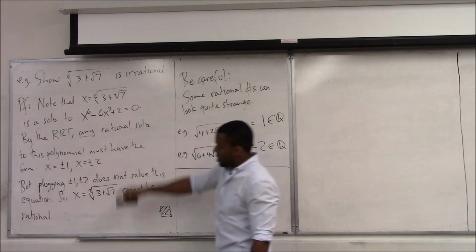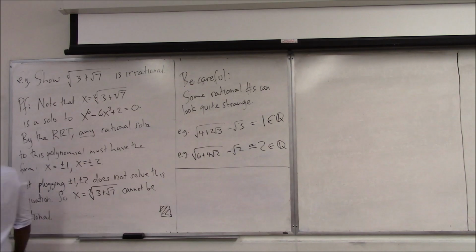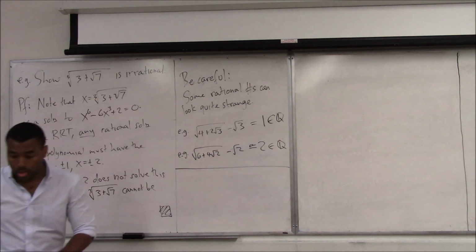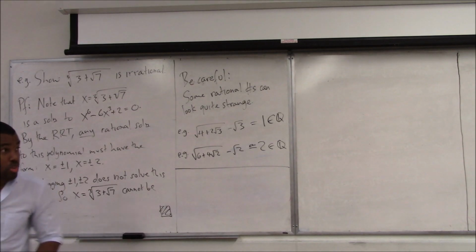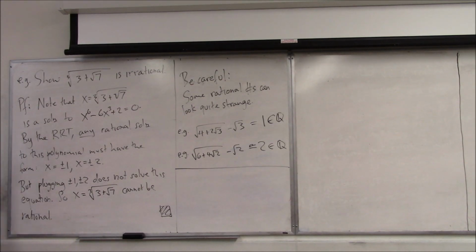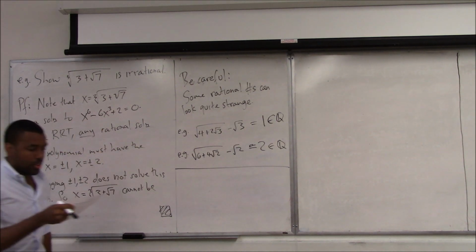So that's an algebraic number because it solves a polynomial with integer coefficients. It's not a rational algebraic number, however. And I believe I told you last time that the algebraic numbers are countable. So it turns out that most real numbers cannot solve any polynomial with integer coefficients.